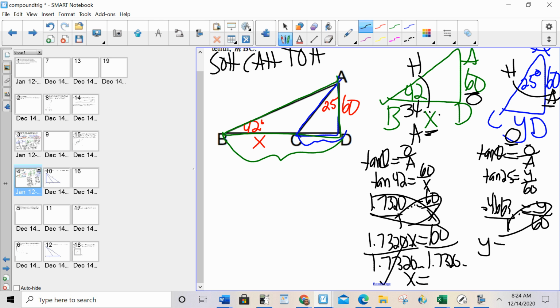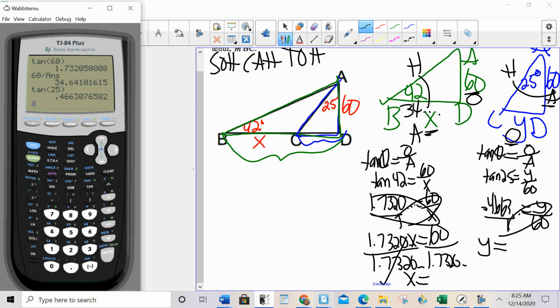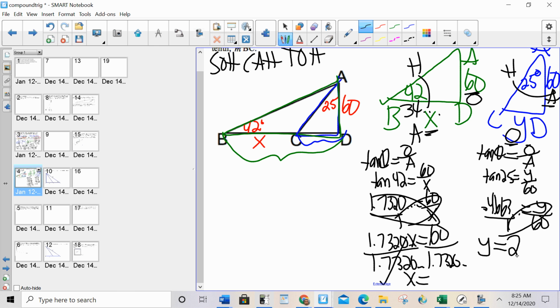This one's going to come out a little bit different. I'm not going to have to divide here. I'm multiplying the 0.4663 times 60. So 60 times, copy and paste that. I get 27 point something. So the green one was 34 point something. The blue one was 27 point something.